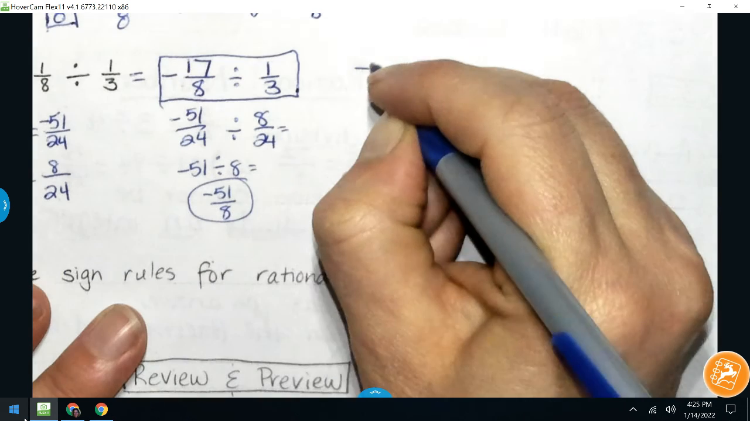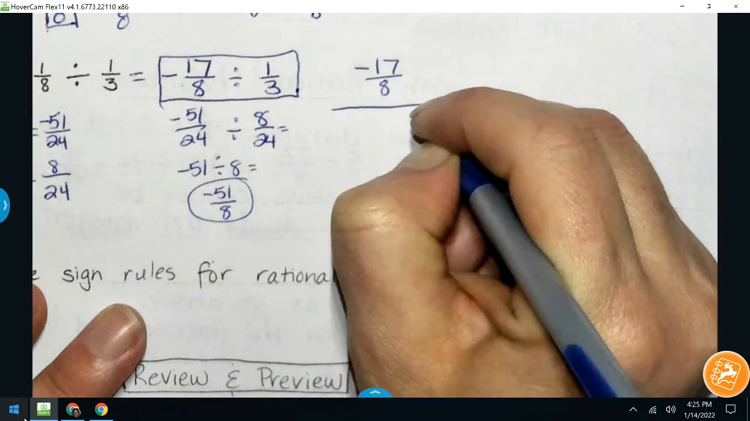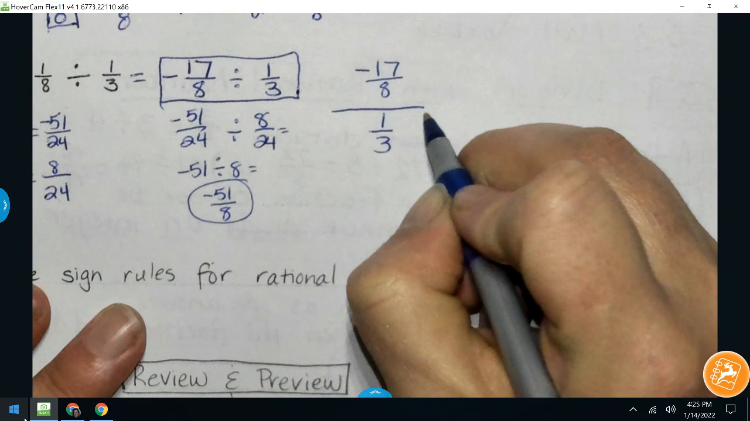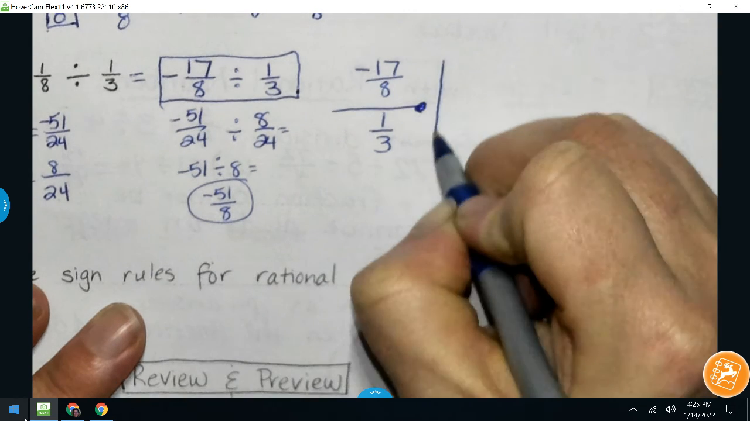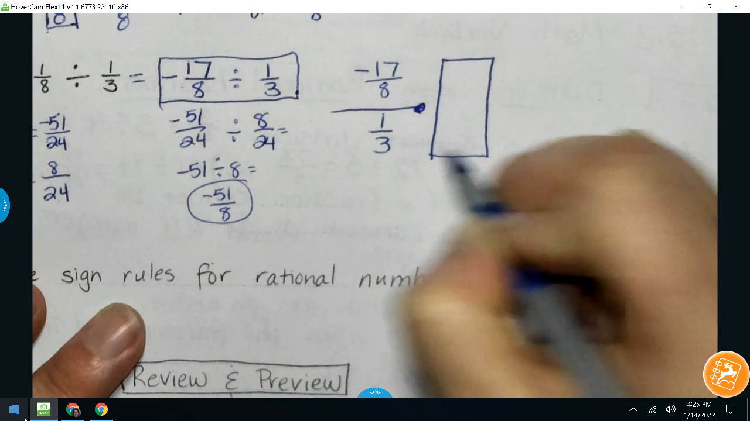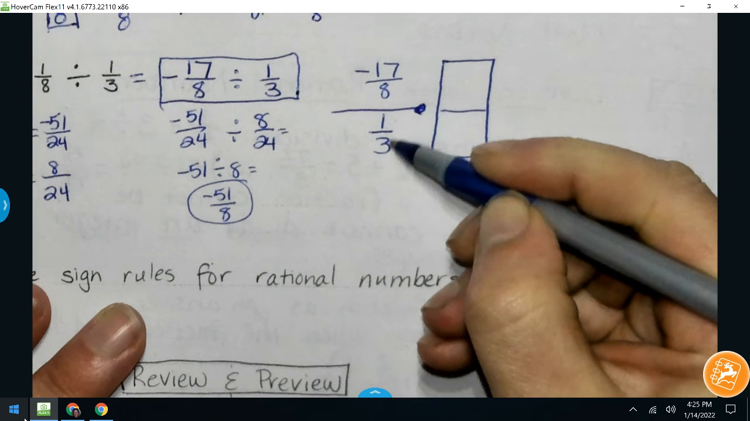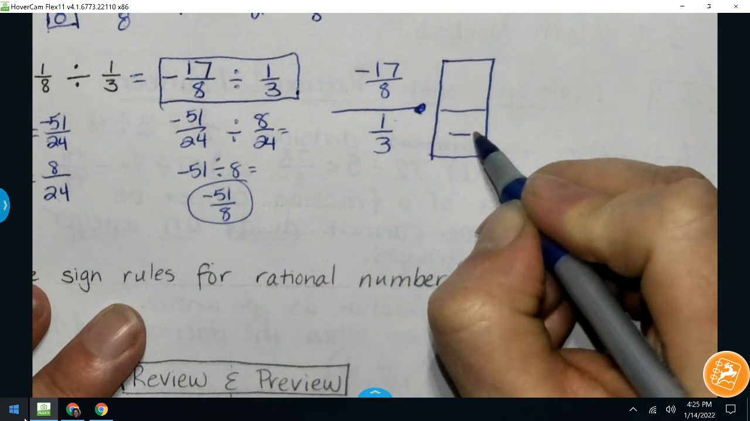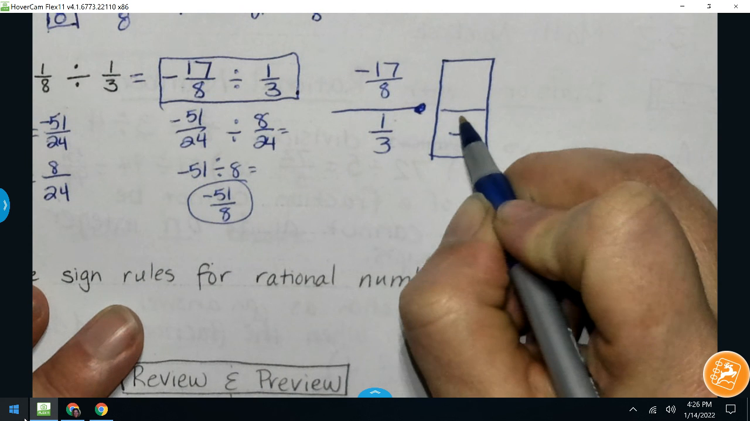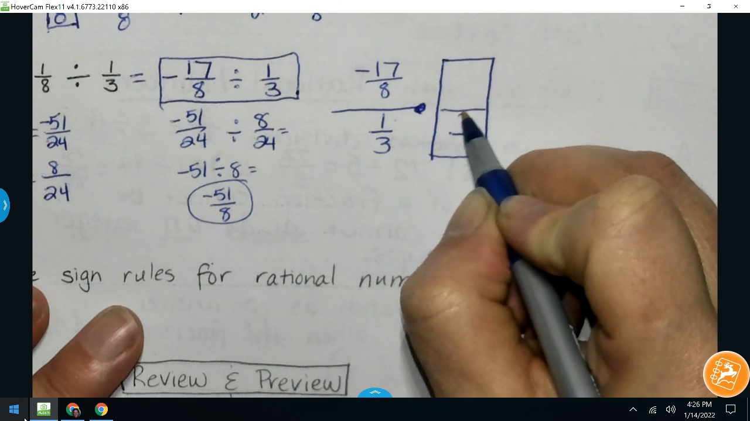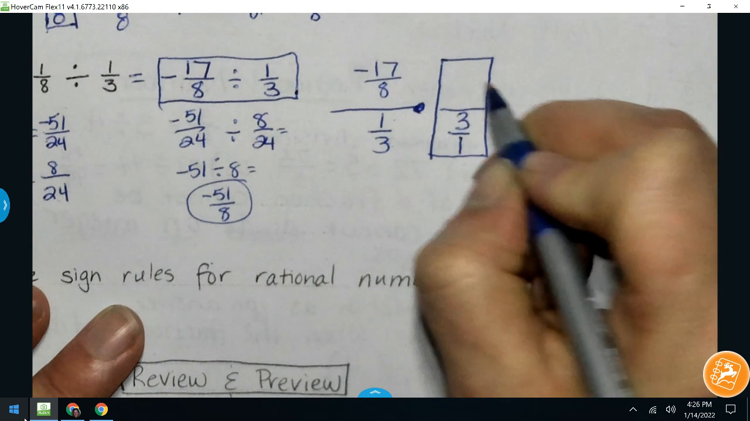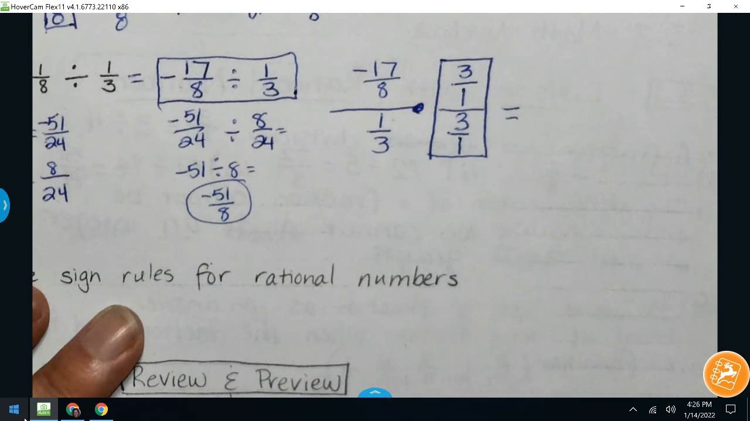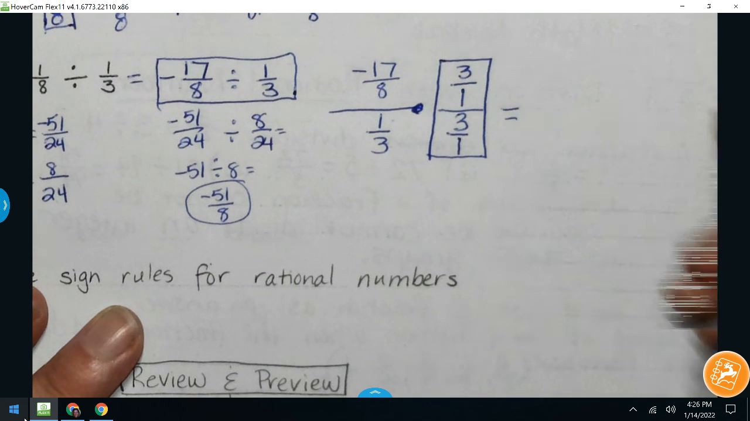I have negative 17 eighths divided by 1/3. I'm now going to multiply by a super giant 1. To make this a 1 and get it to go away, I need to multiply by the reciprocal, or the multiplicative inverse, which is 3/1. I'm going to do the same thing right here. And now the problem should look very familiar to you.